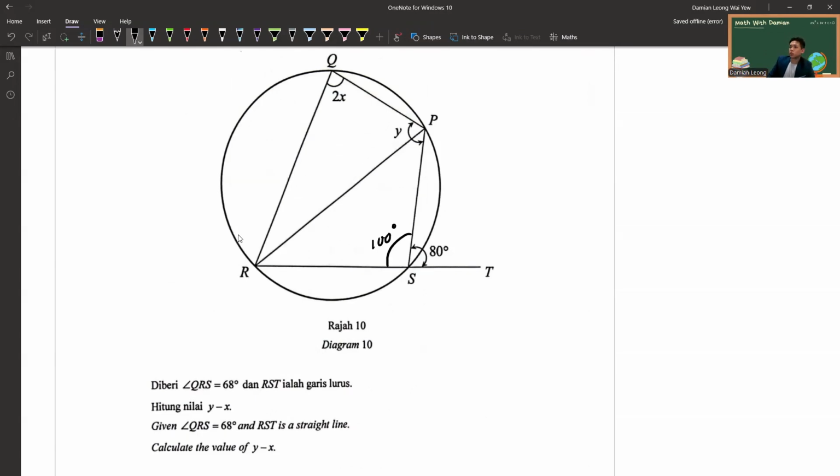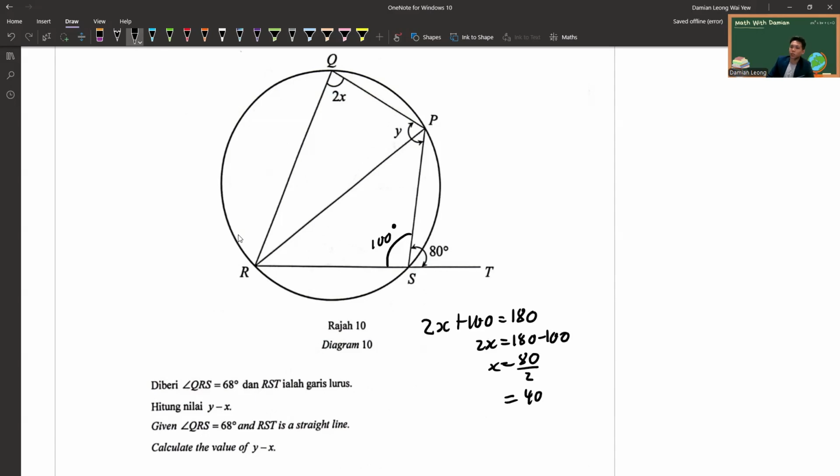Then I can use cyclic quadrilateral. 2x plus 100 is 180. 2x is 180 minus 100, which is 80. Bring over the 2, divide by 2. x is 40. Okay, so we know the value of x.